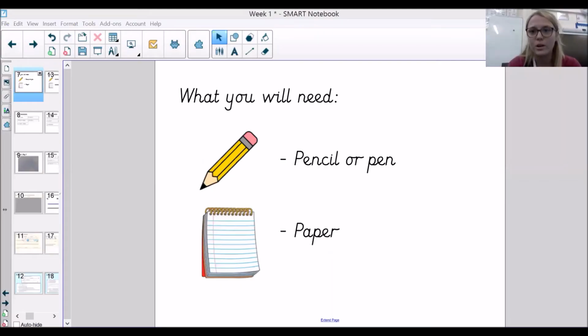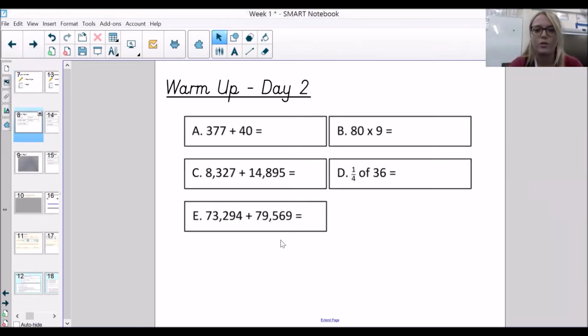Okay, so just a quick recap of what you'll need. You'll need a pen or pencil or something to write with and a sheet of paper to do your working out on and to write your answers down. Okay, so let's start with our warm-up. You've got 5 questions, very similar to yesterday, apart from question D. So have a really good look at that one and we'll go through the answers in just a second. Remember, pause the video and you have 5 minutes max to have a go at these 5 questions. Good luck.